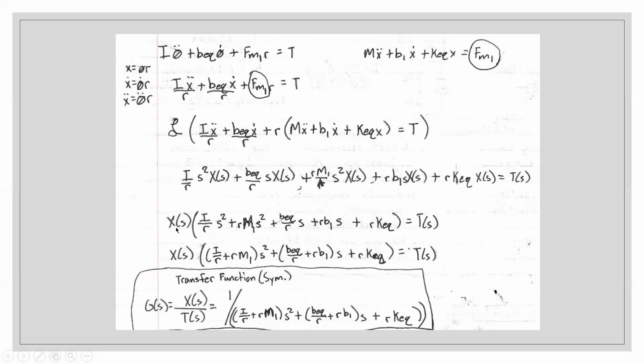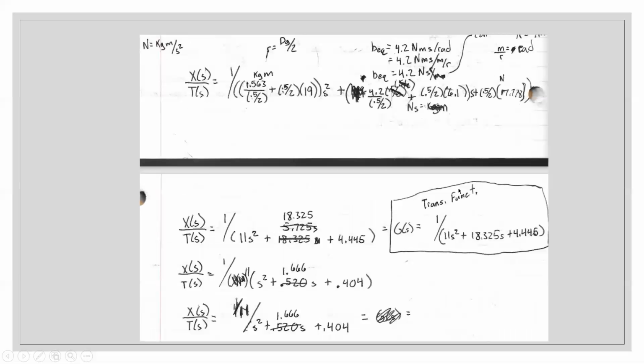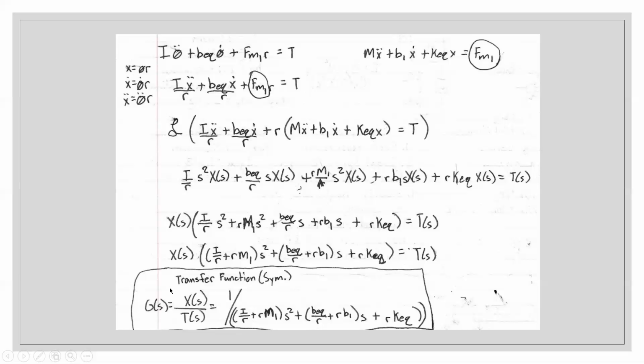As we end up getting, X(s) times (I over R plus R m1) s squared plus (B equivalent over R plus R b1) s plus R k equivalent is equal to T(s). And then we can throw that over 1 to get our transfer function symbolically, and we basically have 1 over this equation that we just said.